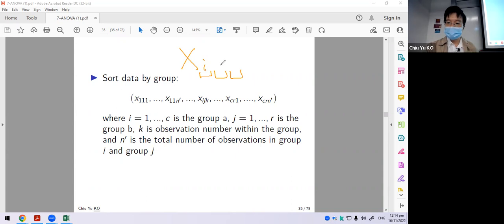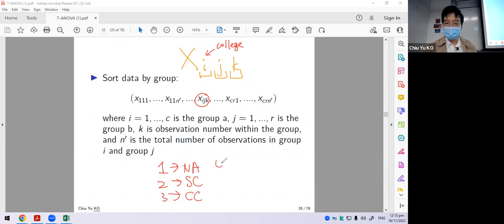And we call it IJK, right? Generic is IJK. So first, I is telling us which college they're in, in our example, right? And we use 1, 2, 3 up to C. So probably in your mindset, 1 maybe refers to NA, 2 maybe refers to SAW, 3 maybe CC College, 4 maybe UC, and 5 maybe whatever, right?